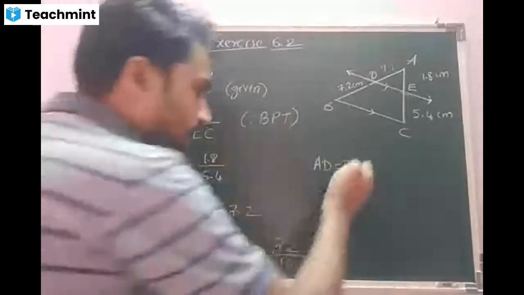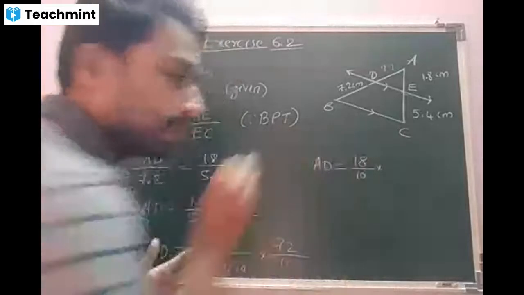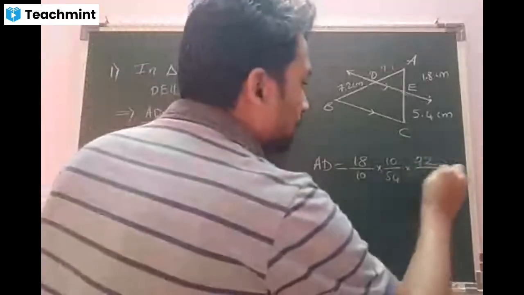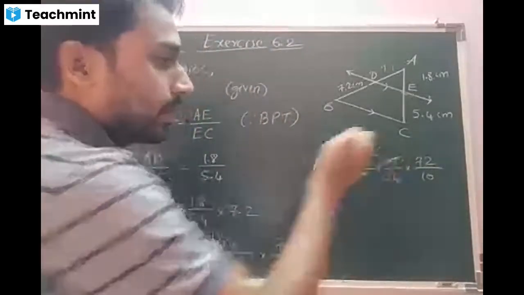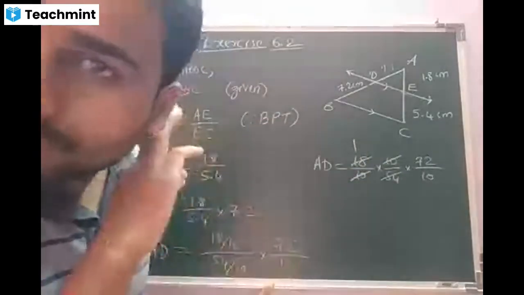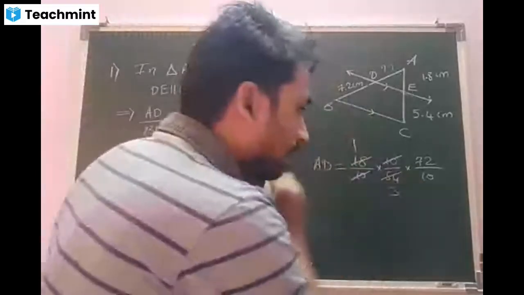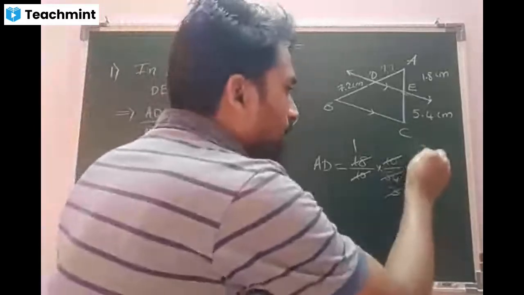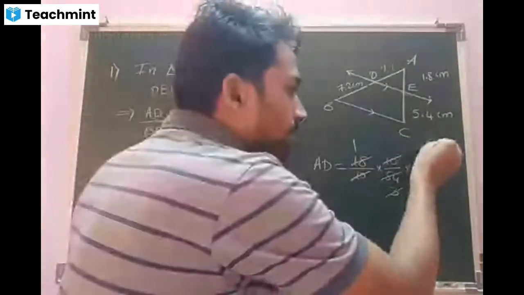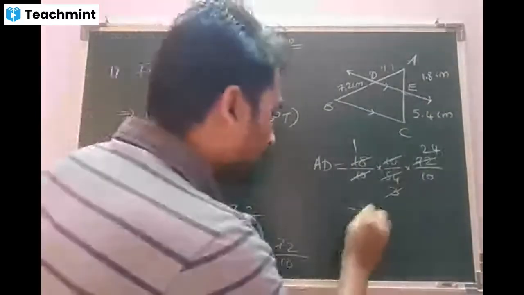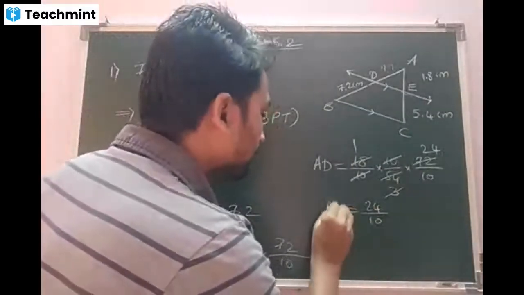AD is equal to this 18 by 10 as it is, beta. Division becomes multiplication: 10 by 54 into 72 by 10. This remains the same, no change. 10 with 10 cancels. Beta, tell me, 18 how much into? Yes, sir, 3. But I think it is divisible by 3. Am I right? Yes, sir. 3 twos are 6. 1 is remaining. 3 fours are 12. Now it is very convenient, beta. 24 by 10. What is the final answer? 2.4 centimeters, sir.